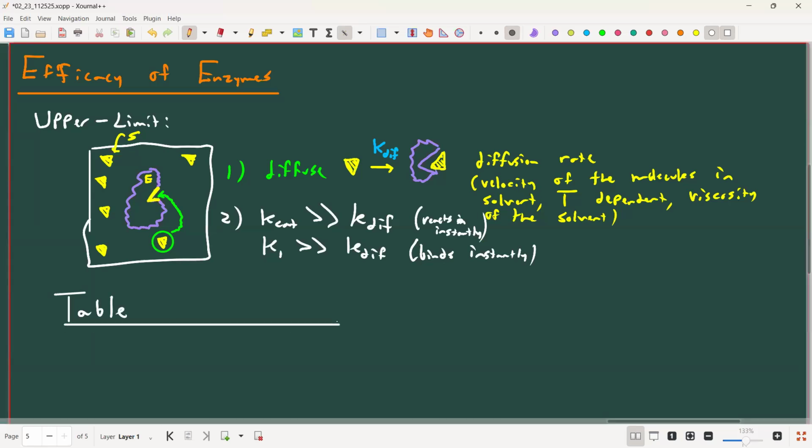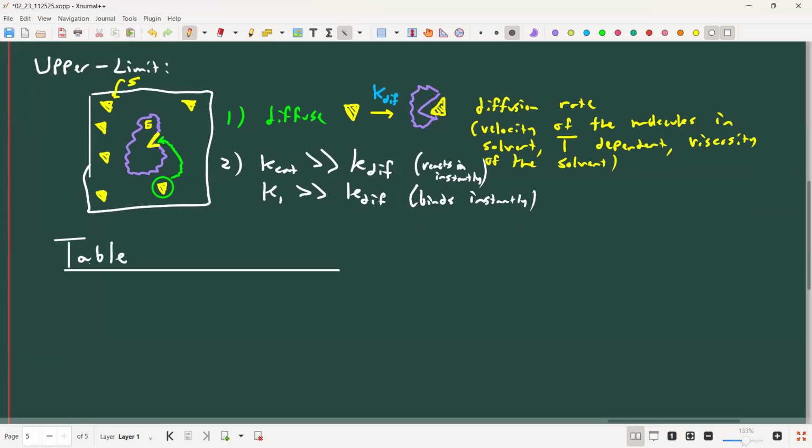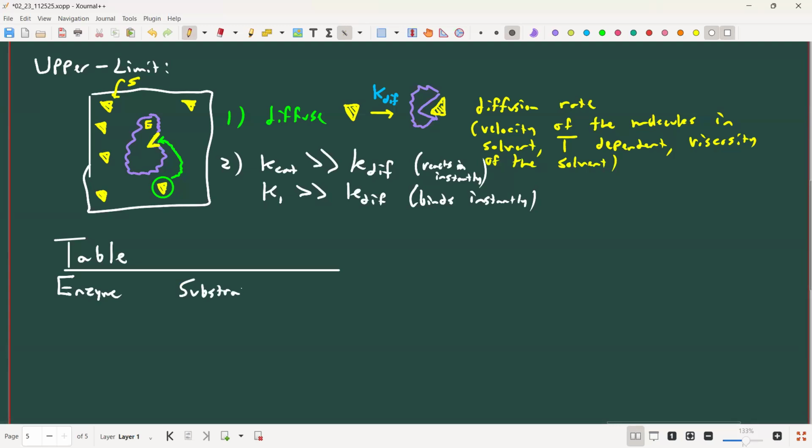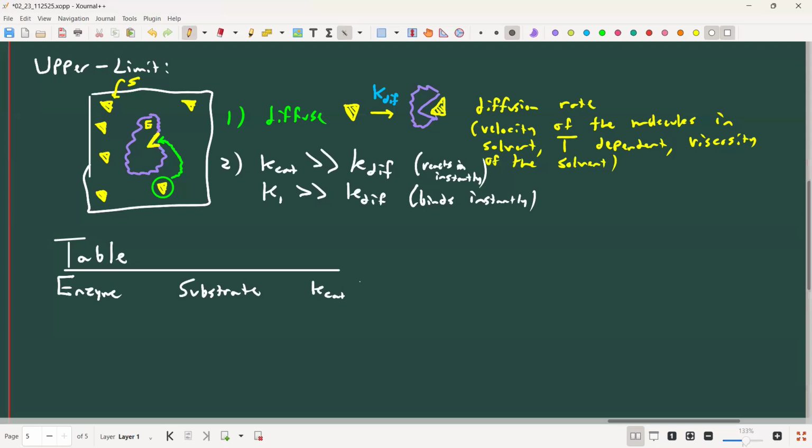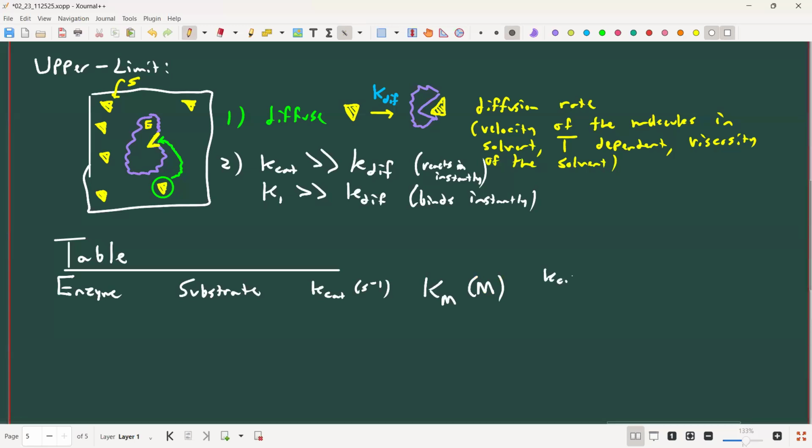So I'm going to make a table. We'll define our table by the enzyme, the substrate, the value of K cat, which has units of inverse seconds, the value of Km, which has units of molar, and we'll look at the ratio of K cat over Km.